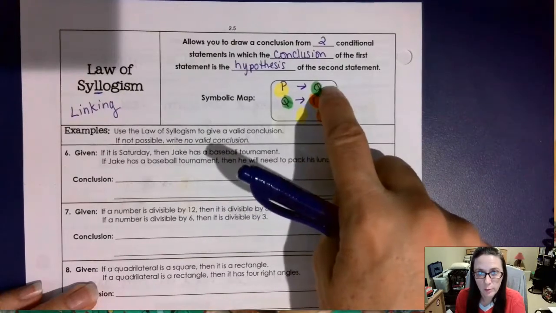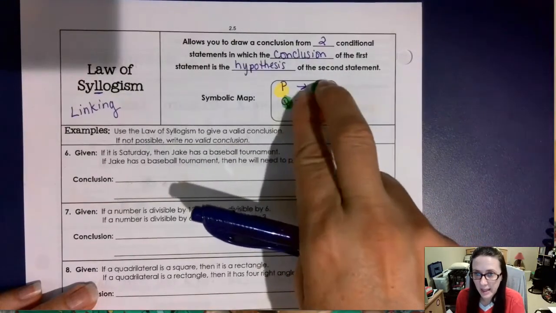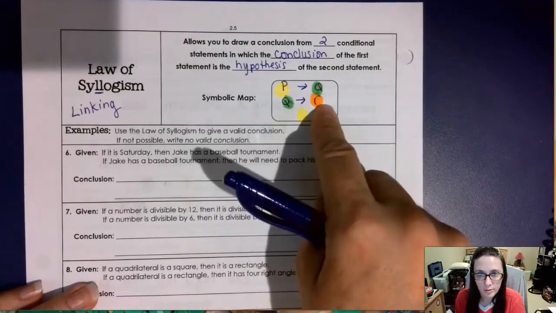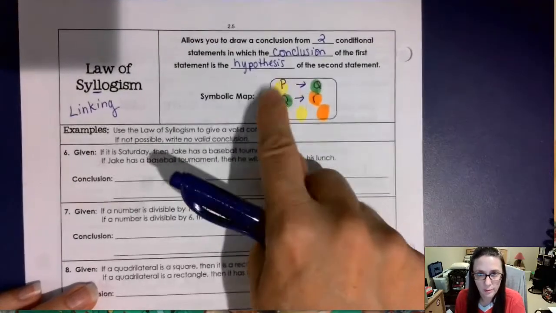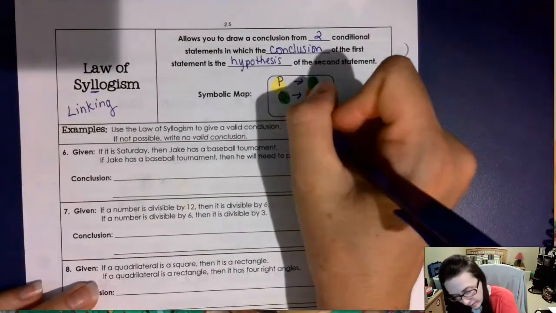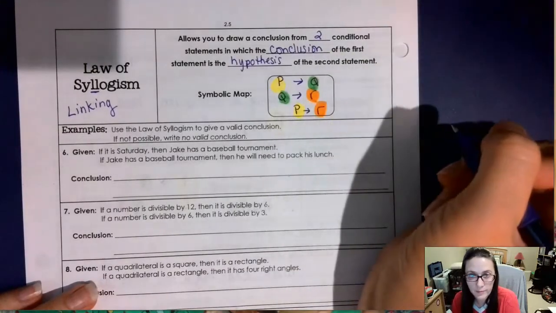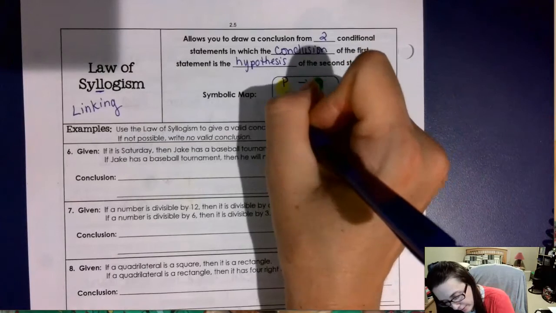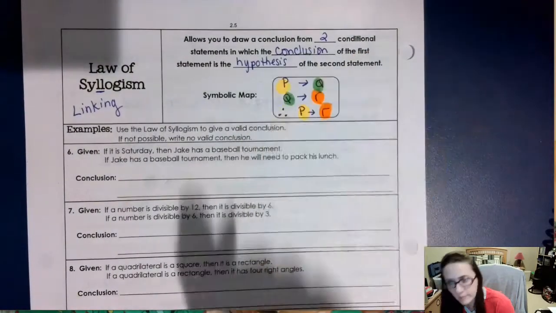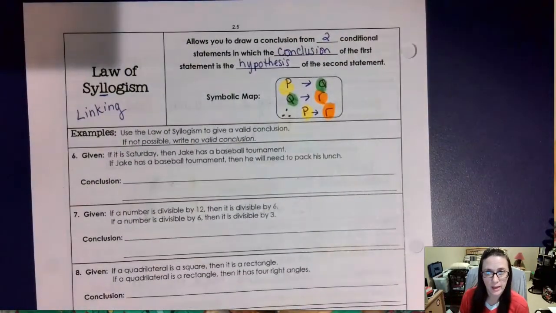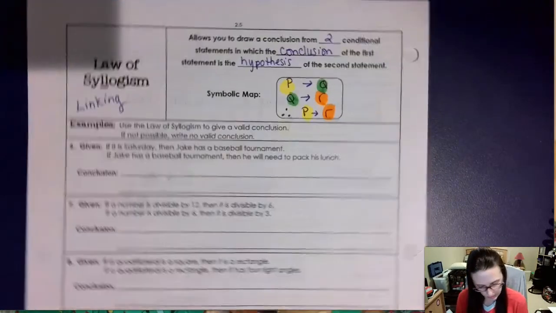So when the conclusion of one and the hypothesis of the other are the same, Q, and Q then R, I can connect those. So if P then Q and Q then R, well then if P, then R. And I'm going to put a little therefore. So if P then Q and if Q then R, therefore I know that if P then R, and it's going to connect all the way. So that's what we're going to pay attention to here.